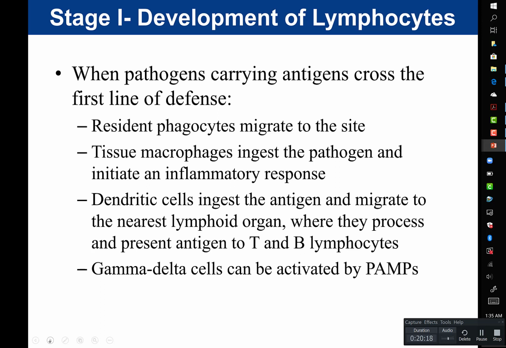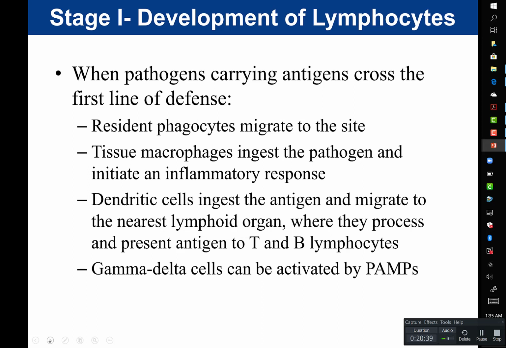So we're going to go through stage 1 and talk about the development of lymphocytes. So when pathogens carrying antigens cross the first line of defense. So again, when we overcome the first line of defense, remember that the first line of defense is barriers to prevent a pathogen from getting in.